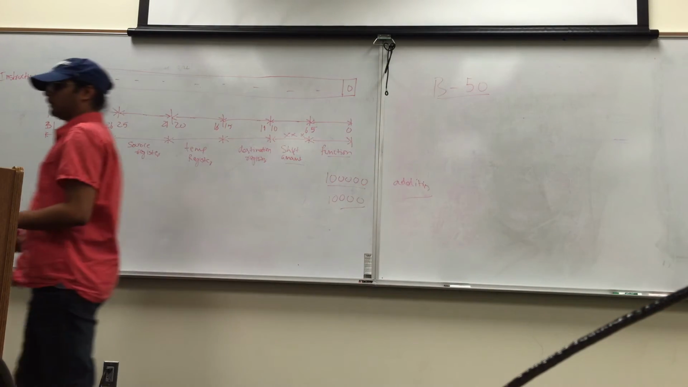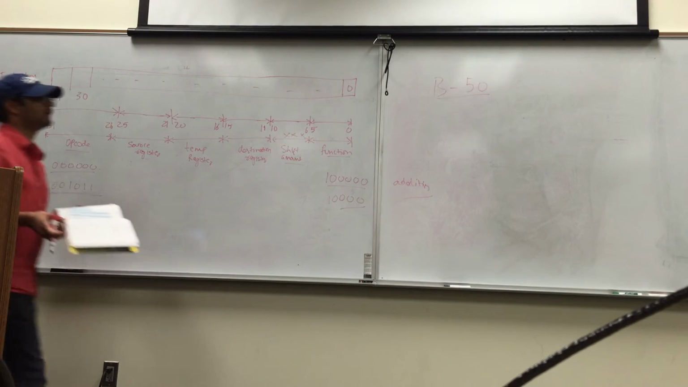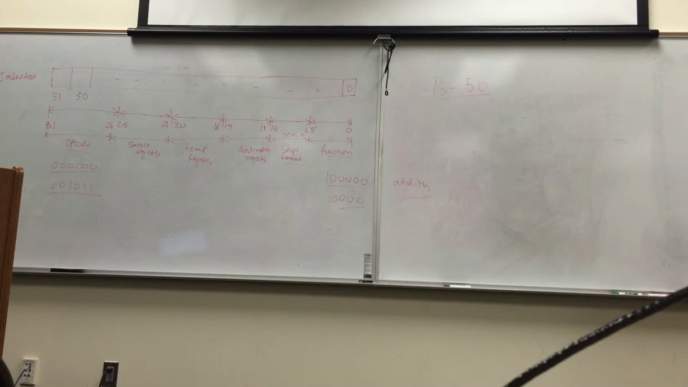If you see your Appendix B, for add and sub, your opcode is 000000. For explanation purposes, I'll just write in decimal. You need to convert to 6-bit binary, by the way. So add is 0, sub is 0, and is 0, or is 0, XOR is 0, NOR is 0, load word is 35, store word is 43.